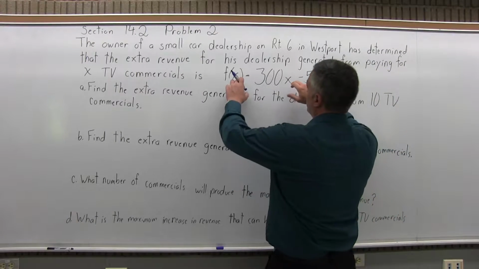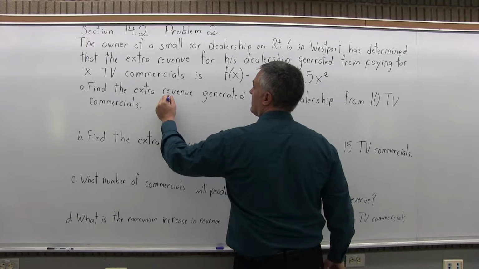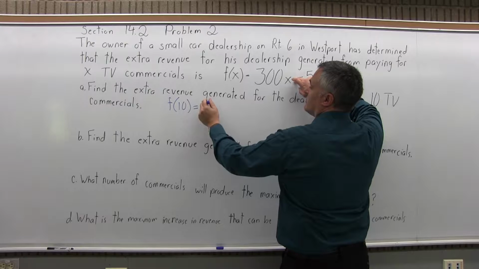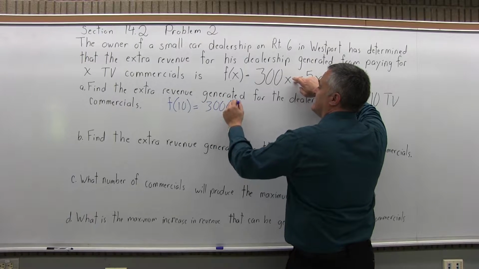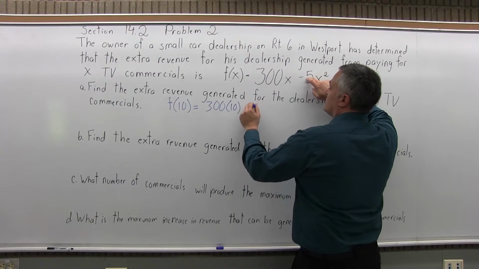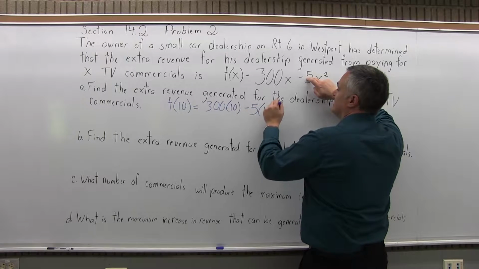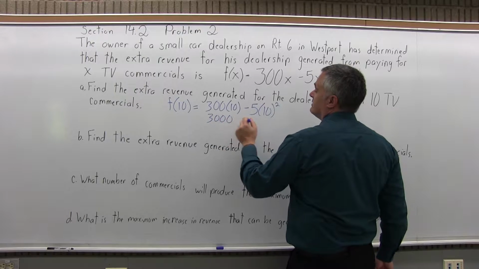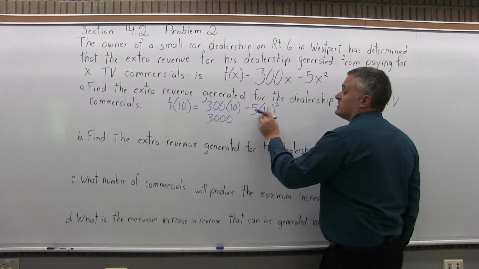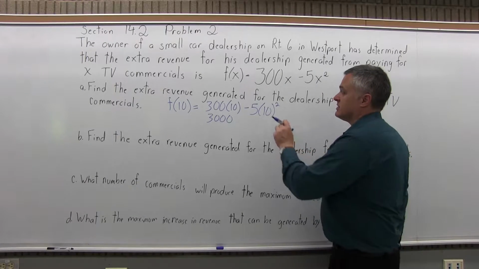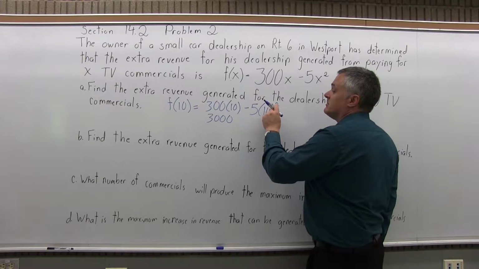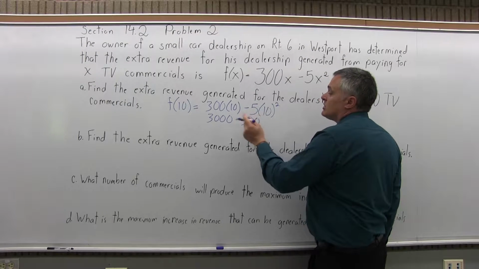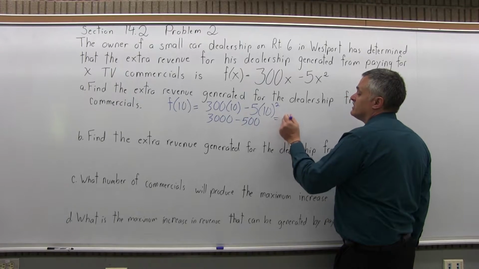So what we're going to do is put in a 10 for x in our function and see what we get. So f of 10 equals, this 300x will be 300 times 10, and minus 5x squared will be minus 5 times 10 squared. So 300 times 10 is 3,000. And now minus 5 times 10 squared, we have to do the 10 squared first. So 10 times 10 is 100, times minus 5 in front is minus 500. So 3,000 minus 500 is 2,500.